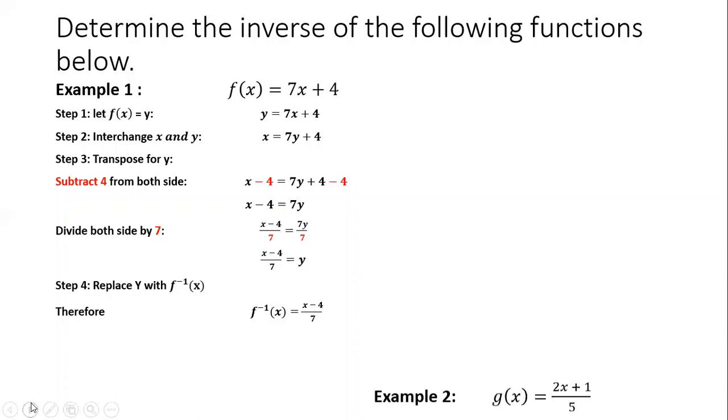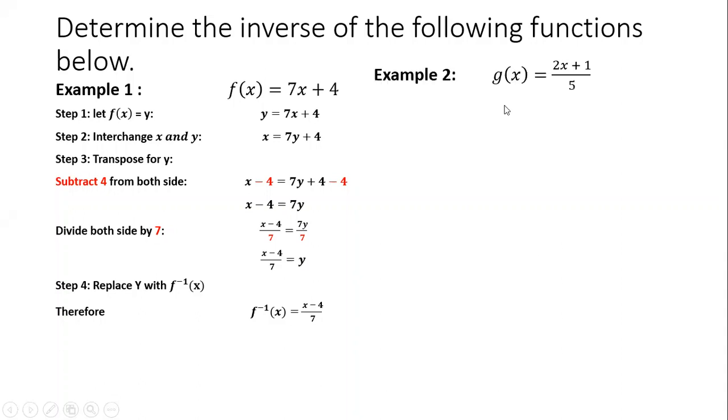So example 2, we're given the function g(x) = (2x + 1)/5. Now, the only difference between the first function and this function is that one is a fraction. So the principle remains the same.